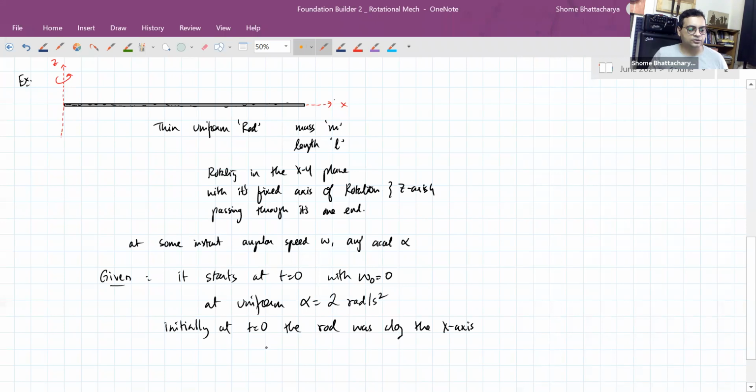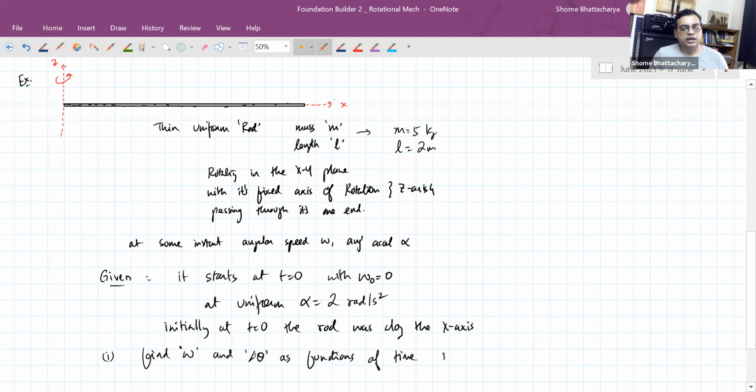Also given to us that the length of the rod, mass of the rod is 5 kilograms, length of the rod is 2 meters. Now, first of all, what we have to do is we have to find the angular speed and the angular displacement as functions of time, and also express angular velocity and angular acceleration as vectors in component form, in component notation.